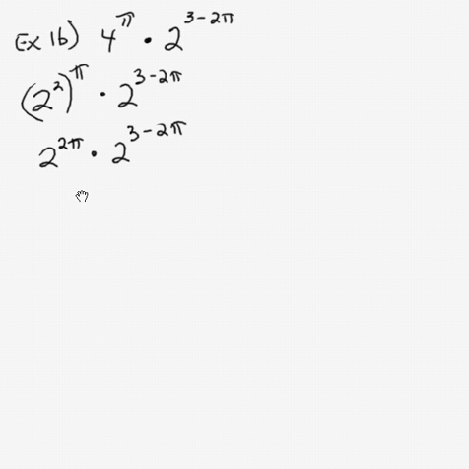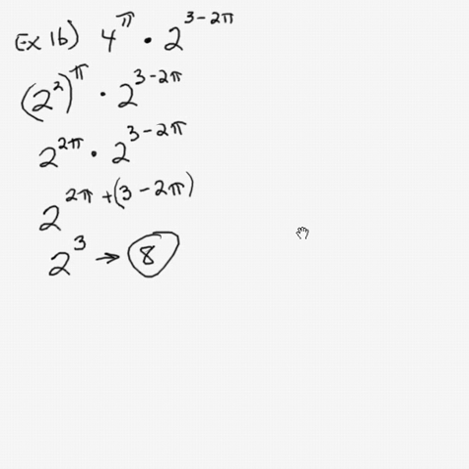I'm ready for my next step in my properties of exponents. I'm multiplying. The bases are the same. I'm going to keep the base and add the exponents: 2 pi plus the binomial exponent 3 minus 2 pi. As I do that, 2 pi plus negative 2 pi drop out, and I'm just left with 2 to the 3rd power, and 2 to the 3rd power very simply is 8.